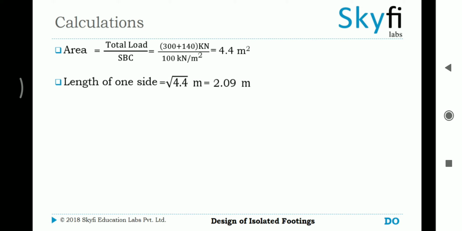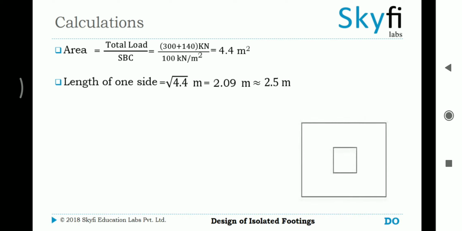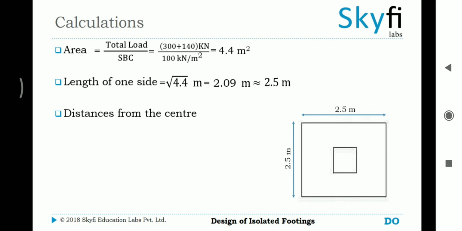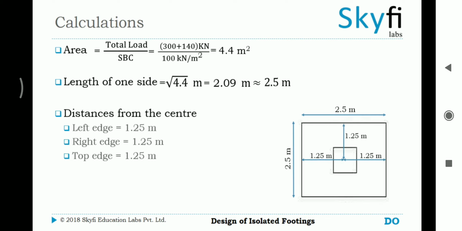This 2.09 is the minimum length of each side of the footing, so for simplicity, we will take a higher value of 2.5 meters. So you will be designing a footing which has a square column of 500 by 500 mm size in its center, and the length of each side of the square footing is 2.5 meters. Thus, from the center of the column, the distances to the left, right, top, and bottom edges will be half of 2.5 meters, that is 1.25 meters each.